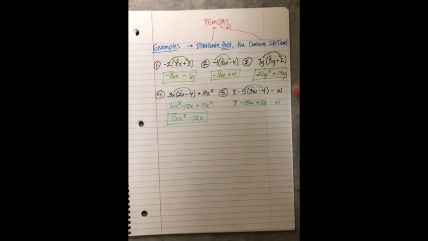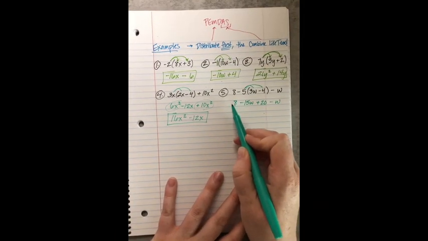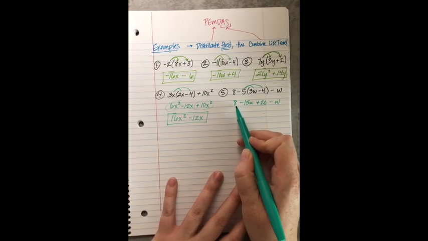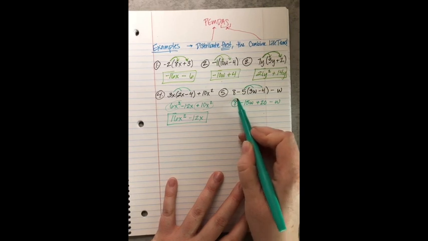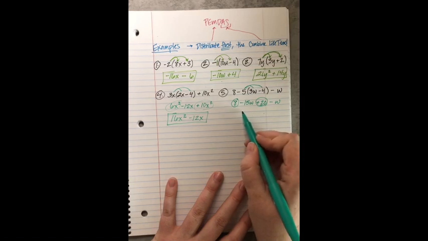And now I see if I can combine any like terms. So you can start wherever you want. I'm just going to start with the 8. The 8 doesn't have a variable, so it's a constant, and it can be combined with the 20. 8 plus 20 is 28.